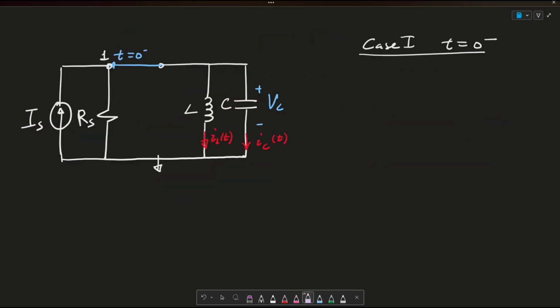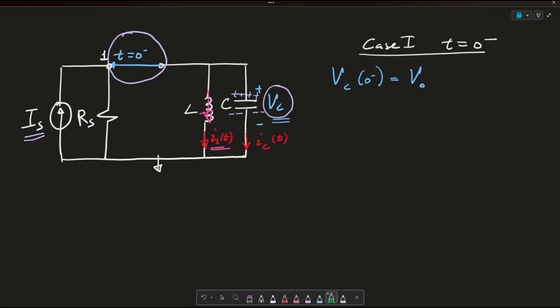Okay, now for case number 1, we want to consider a situation where the switch is closed and this current source IS has charged up my capacitor here via voltage VC, and it's also charged up my inductor here via current IL of t, where we go ahead and call these our initial conditions. So we say that VC of 0 minus is equated to this VO, or the initial voltage through the capacitor. And I'm going to call this equation number 1.